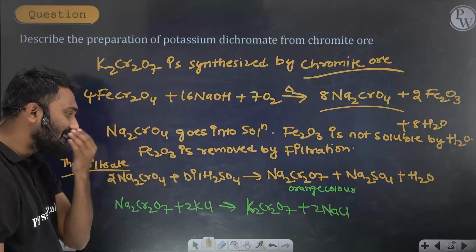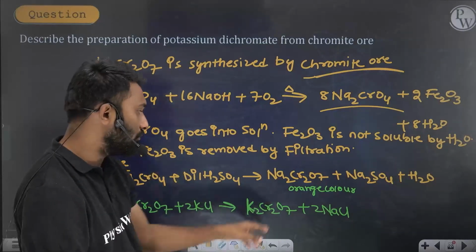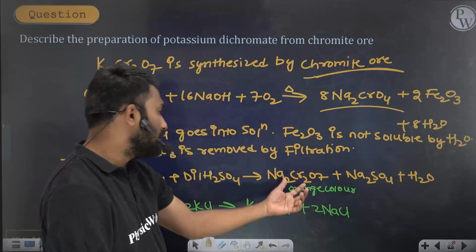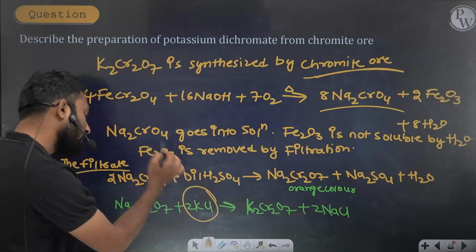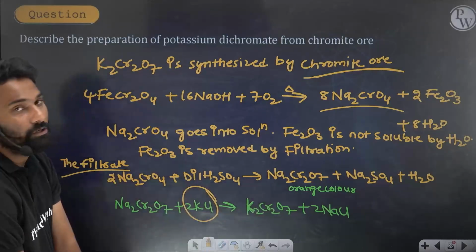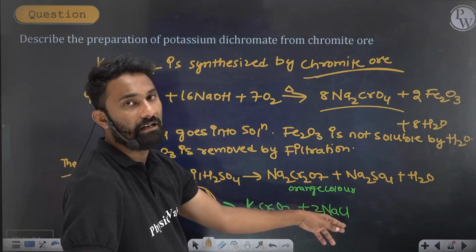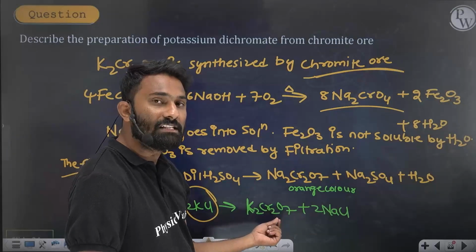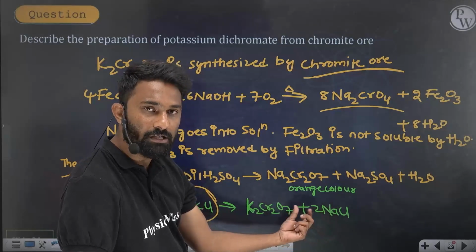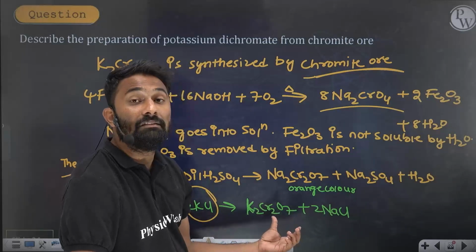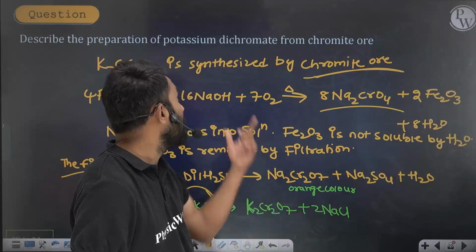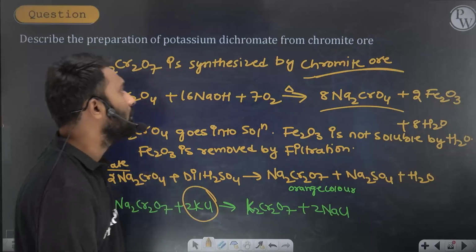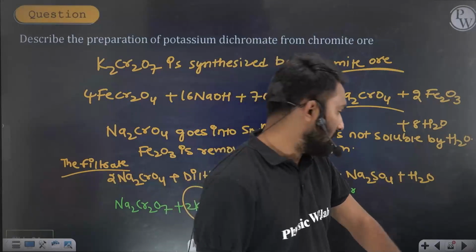If it is reacting with the dilute H2SO4, we are getting the sodium dichromate, which is orange in color. Clear? Now this sodium dichromate, when we react it with KCl, we get the potassium dichromate and NaCl. Now due to the solubility difference, by fractional crystallization, we can separate out the potassium dichromate. Now if you write this, it will be helpful for your 2 marks question. Okay, next.